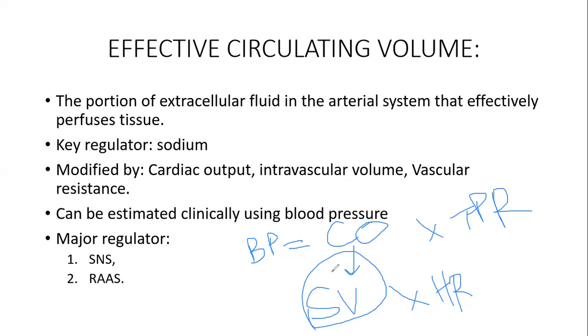The intravascular volume is normal. So, since cardiac output is down, the effective circulating volume is also down. However, since effective circulating volume is down, it will activate the major regulators, the sympathetic nervous system and the renin-angiotensin-aldosterone system. These two will eventually cause sodium and water retention, causing the total body water levels to increase.